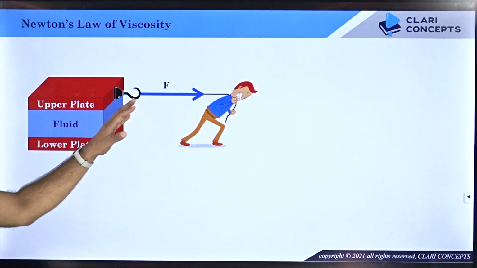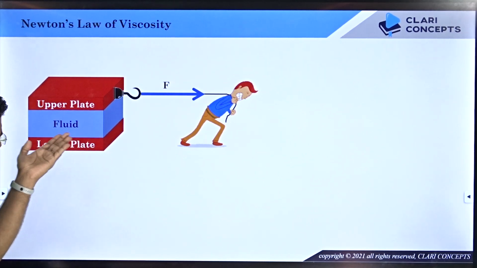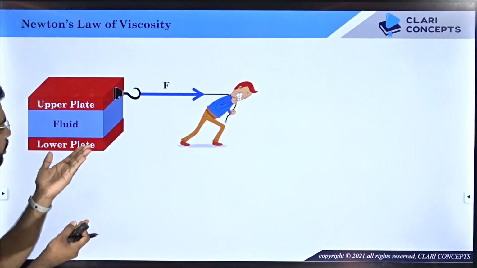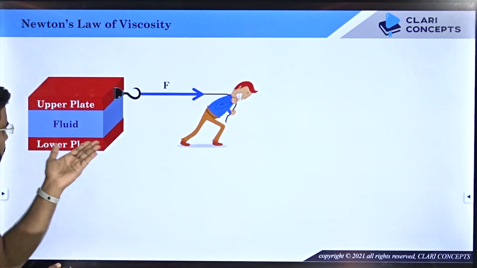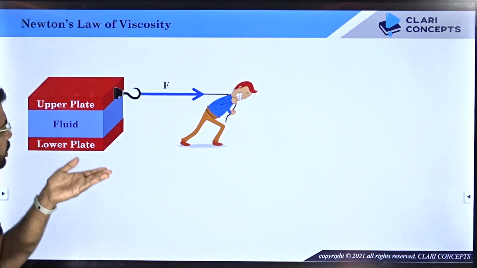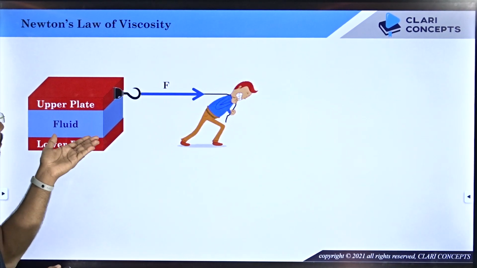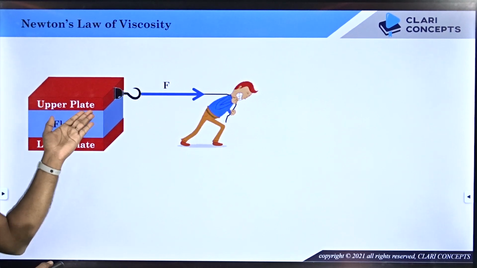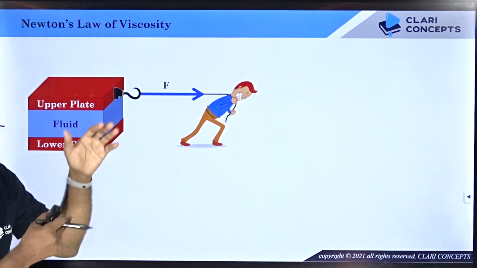Now in this experiment, I assume that the bottom layer of the fluid is glued to the upper layer of the lower plate, and the upper layer of the fluid is glued to the upper plate. That means there is no relative motion between the bottom layer of the fluid and the lower plate. Also there is no relative motion between the upper layer of the fluid and the upper plate. That means there is no slip, right?